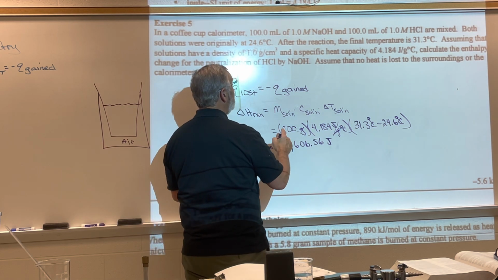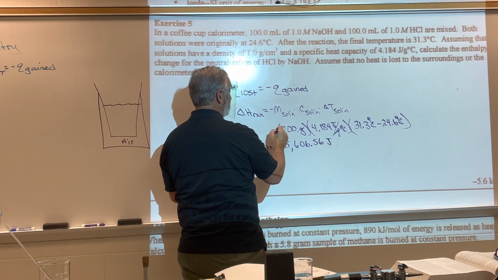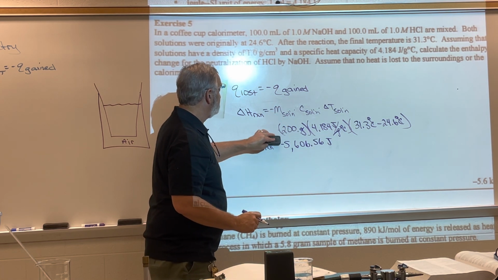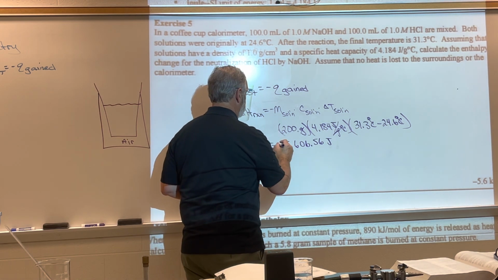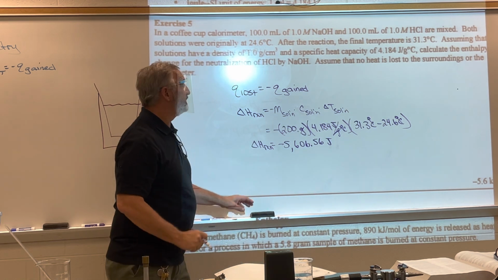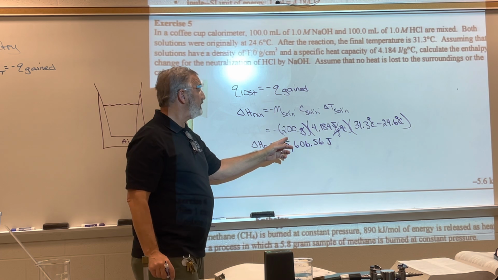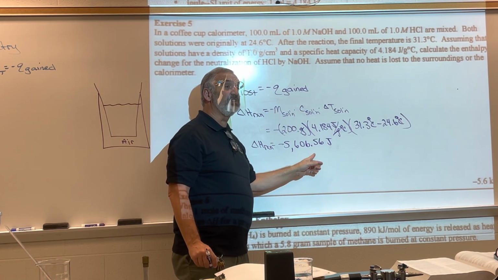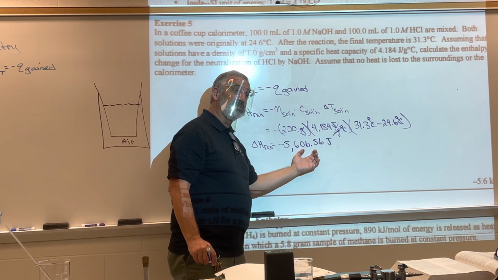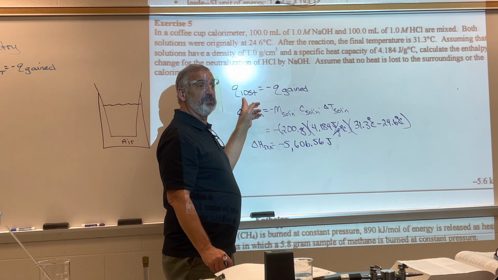And because this is negative, and I didn't put my negative in here, there's a negative. It comes out negative every time. Okay? Because Q lost equals negative Q gained. So the heat gained by the water, 5,606.56 joules, is what's gained by the water, which means that that's how much heat was given off during the chemical reaction.